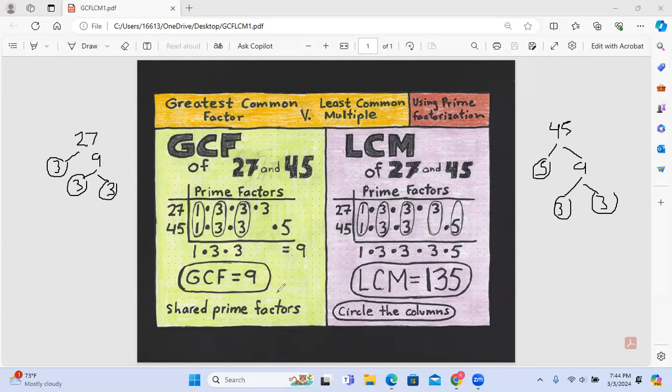Then we're going to multiply those factors. As you can see, 1 times 3 times 3 will give us 9. So the greatest common factor that 27 and 45 have in common is 9.